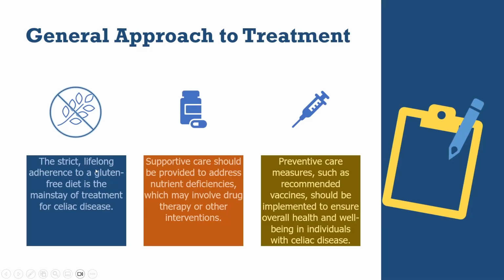General approach to treatment. Strict lifelong adherence to a gluten-free diet, as I said, is the mainstay of treatment for celiac disease. Supportive care should be provided to address nutrient deficiency, which may involve drug therapy or other interventions. Preventive care measures such as recommended vaccines, I will tell you about the vaccines later on, should be implemented to ensure overall health and well-being in individuals with celiac disease.